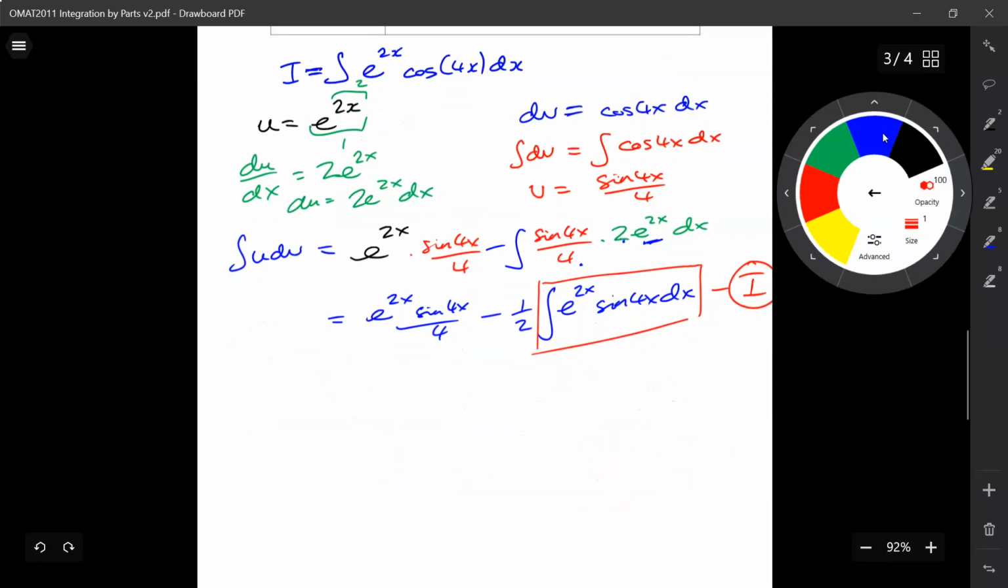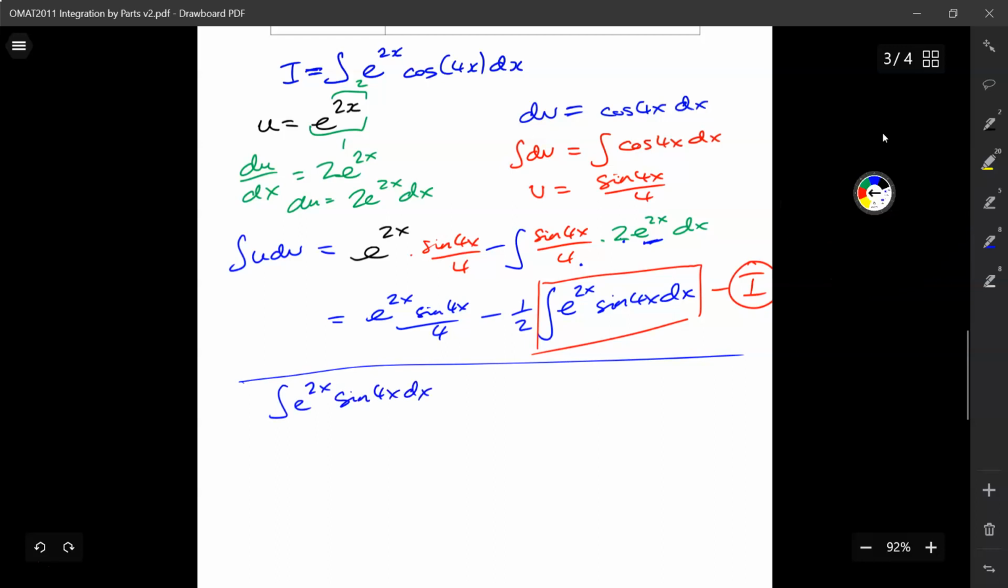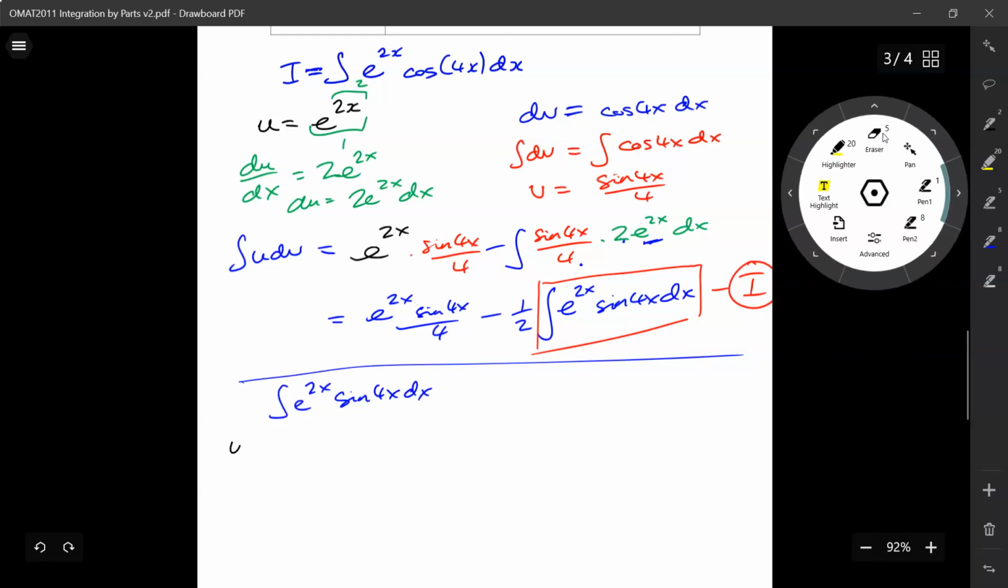So the second part of it is to integrate this, the integral of exponential 2x sine 4x dx. Once again, we set u equal to the exponential term, and dv is everything else, so it's sine 4x dx. And on this side, what we do is differentiate the left-hand side.